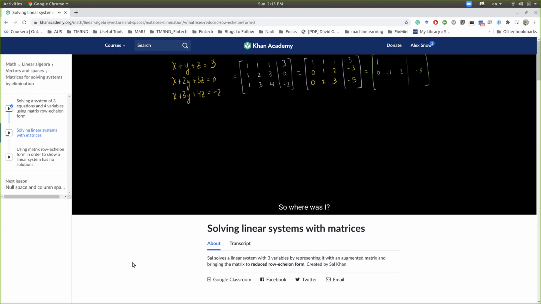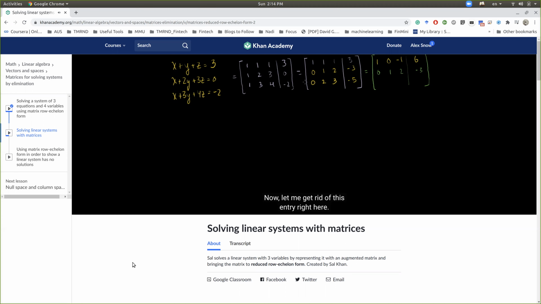So where was I? I'm replacing the first row with the first row minus the second row. So 1 minus 0 is 1. 1 minus 1 is 0. 1 minus 1 is 0. 1 minus 2 is minus 1. And then 3 minus minus 3. So that's equal to 3 plus 3. So that's equal to 6. Right? 1 minus 0 is 1. 1 minus 1 is 0. Negative 1. And then 3 minus negative 3. That's 6. I always want to make sure I don't make a careless mistake.